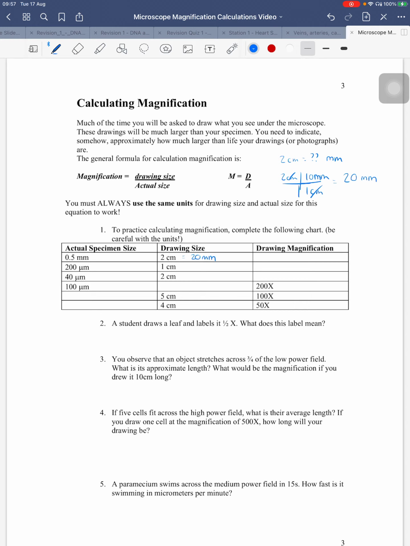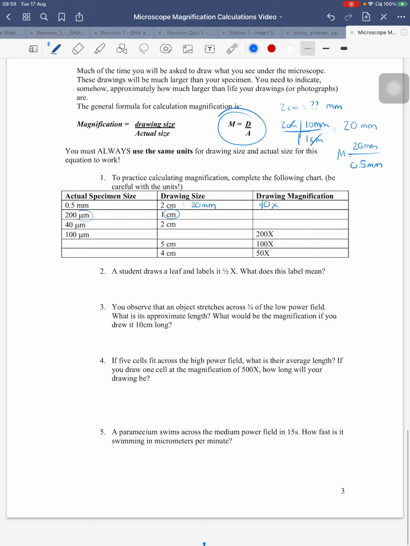Now we can figure out the magnification here. We take the drawing size, which is 20 millimeters, and divide it by the actual size, 0.5 millimeters. That gets us our total magnification of 40x. The calculation is pretty easy. The trick here is making sure that the two units match. I'll let you do the rest, but that's an example of one.